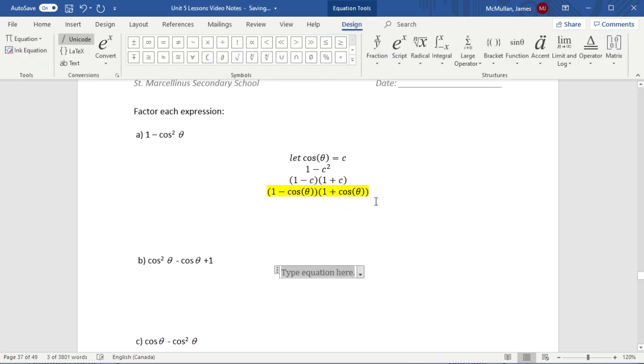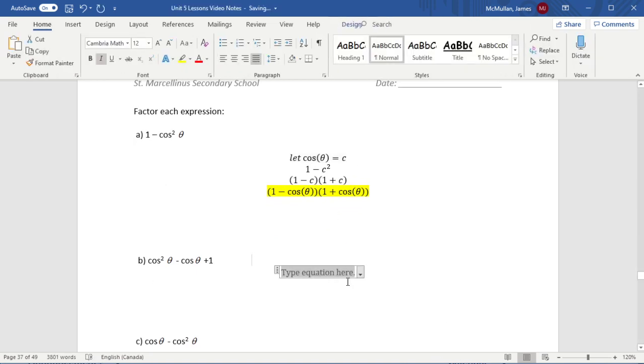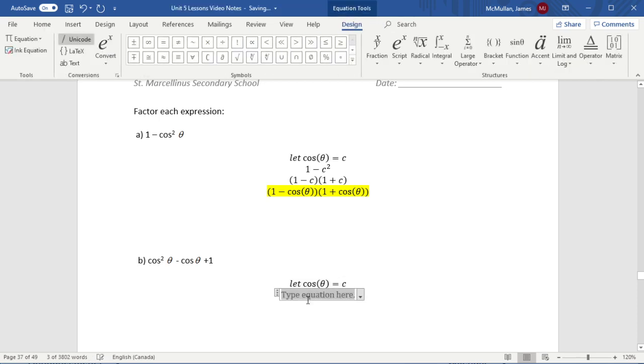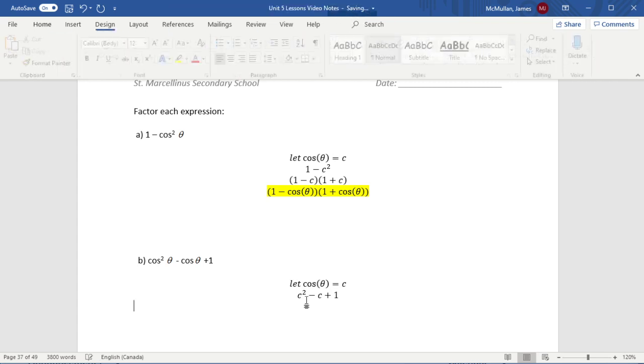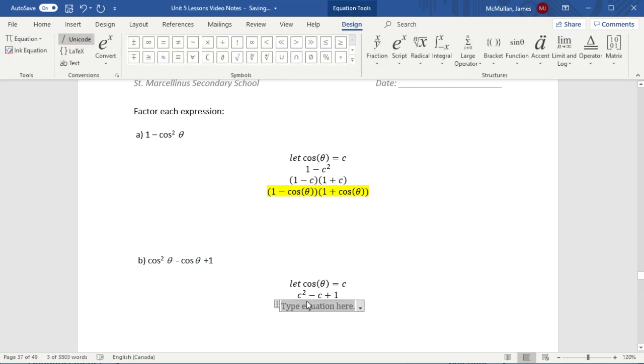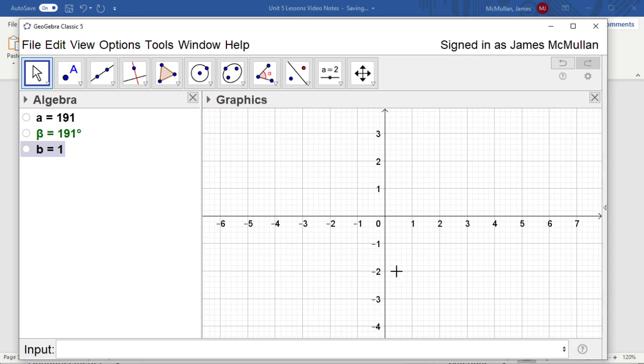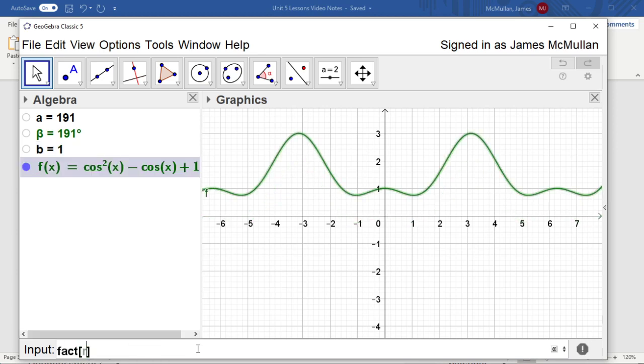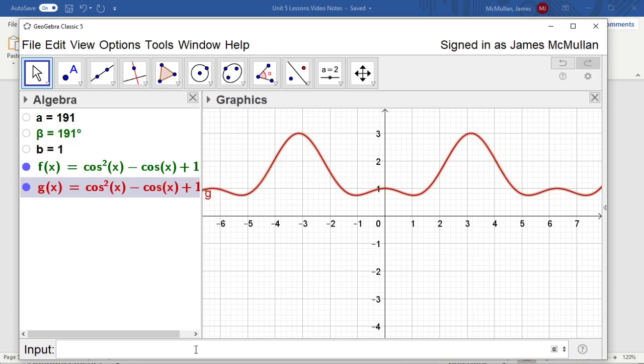Again, let's do the same substitution. Let cos theta equal c. Therefore, what is this question asking? c squared minus c plus 1. How do you factor that? I need two things that multiply to 1 that add up to negative 1. And I'm going to go ahead and guess that there's an error here because I don't actually think that's solvable the way it is. Yeah, you can't factor that.